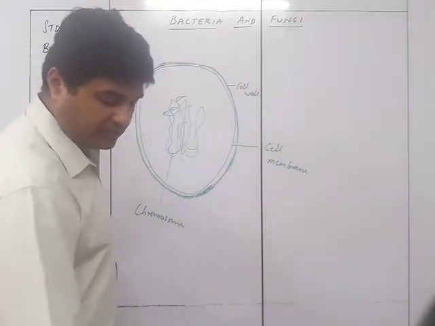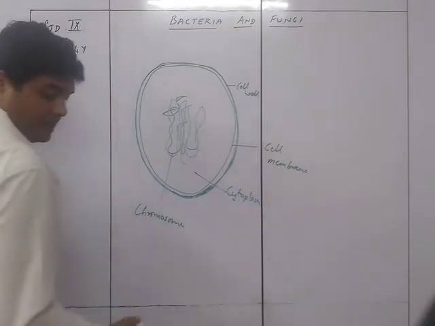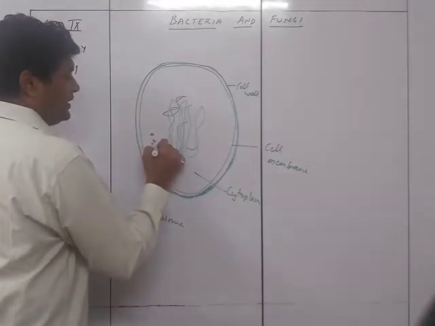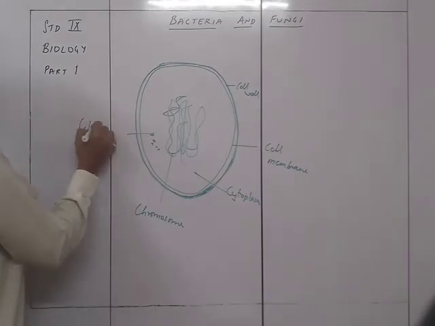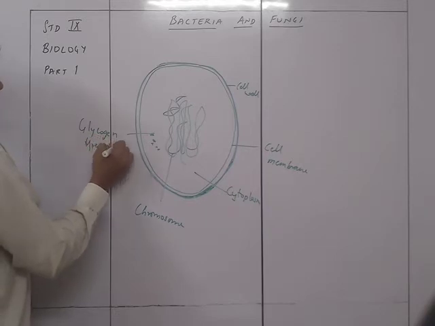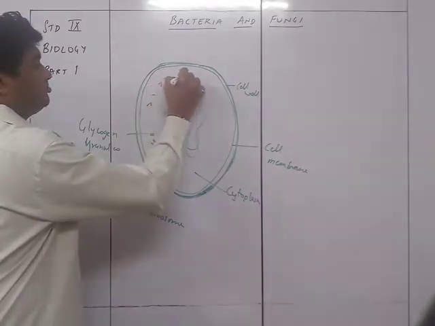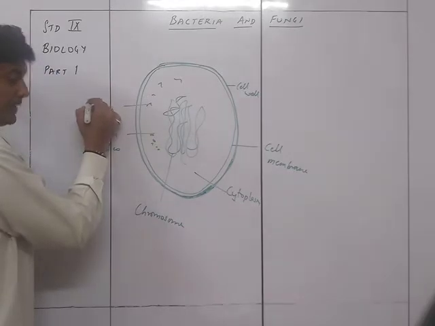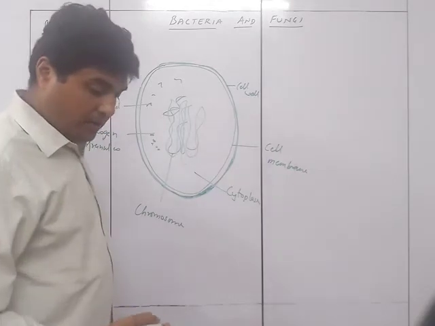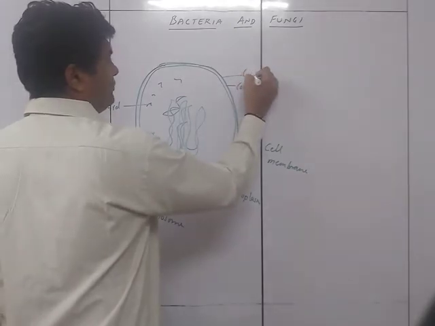And apart from that, this will be the cytoplasm, and there will be certain kind of granules which will be of glycogen granules, and then there will be certain plasmids over here. Plasmids, okay, not plastids, plasmids. And the cell wall, and the capsule is there. So this is the cell wall, and also outside will be called the capsule.